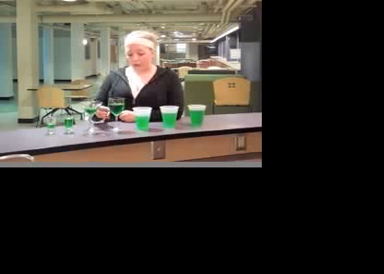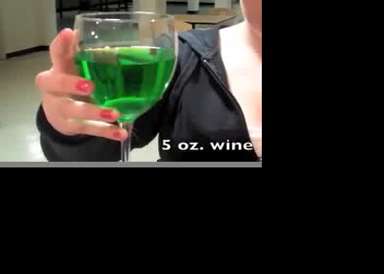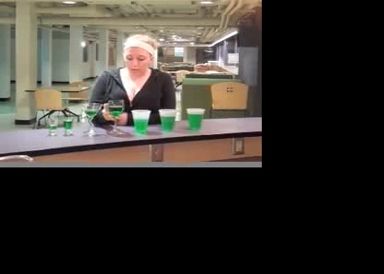Next we have wine. Wine contains 12 to 17% alcohol, and the serving size is 5 ounces. Remember, red wine is a little bit stronger than white wine, so be sure you read the label.